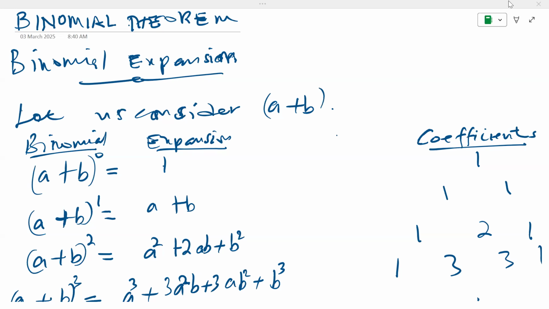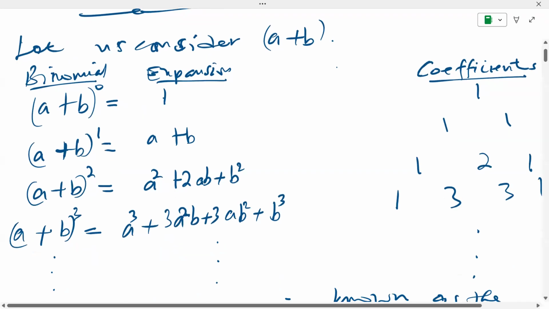Now, let's look at this. We are considering the binomial a plus b. From indices, we saw that anytime we have a number raised to the power 0, it gives us 1. And so (a plus b) raised to the power 0 is 1. So we say the expansion is 1, and the coefficient will be 1 for this first row. Now, (a plus b) raised to the power 1 will give us a plus b. So the coefficient of this is 1, the coefficient of that is 1. So when we want to write the coefficients, we have 1 and 1.